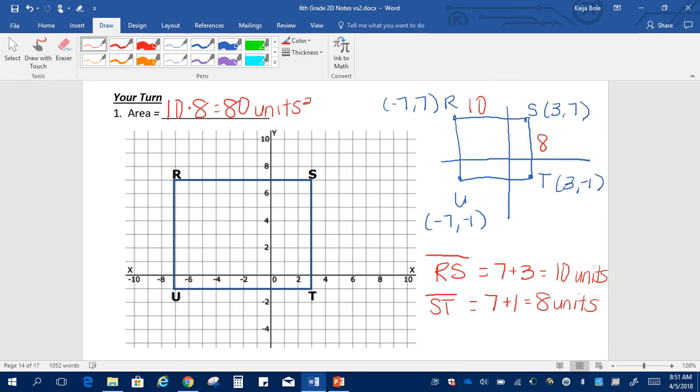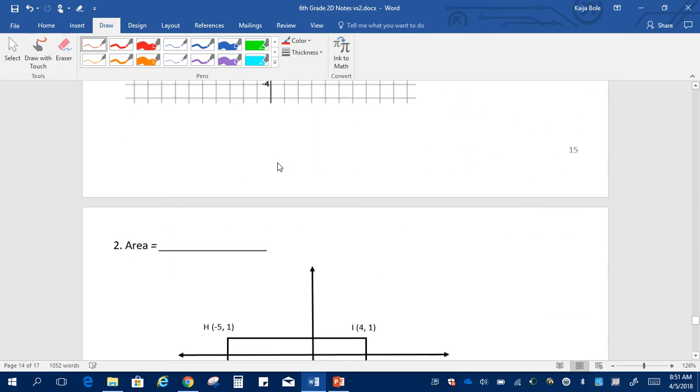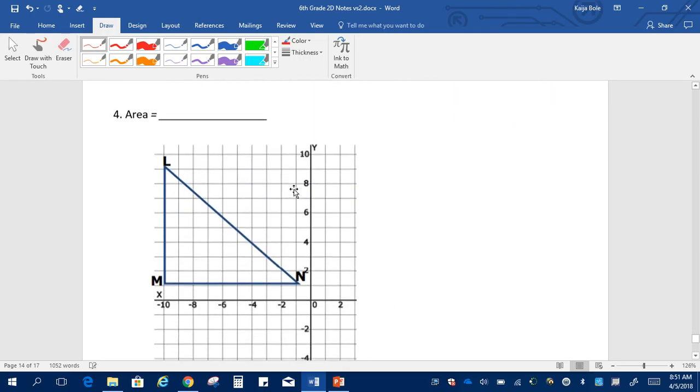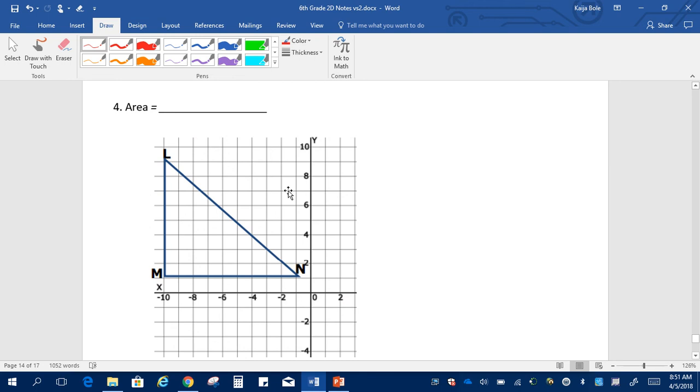Again, we're going to flip the page. We're going to skip this whole next page, and we're going to look at the page where it says number 4, and it's asking you for the area of a triangle. Again, I'm going to draw a rough sketch to start with. We're trying to get used to not using the coordinate plane.